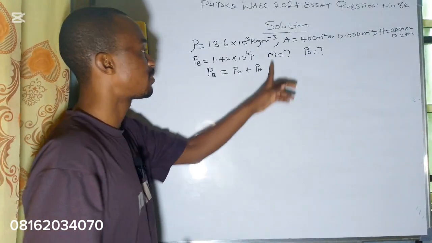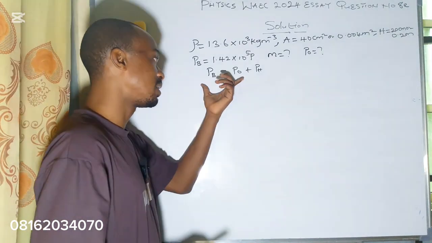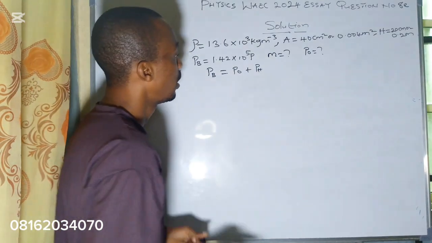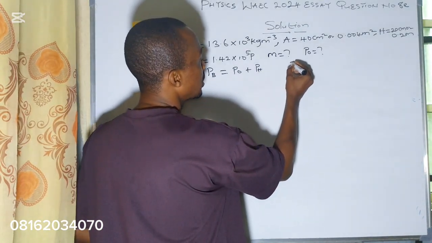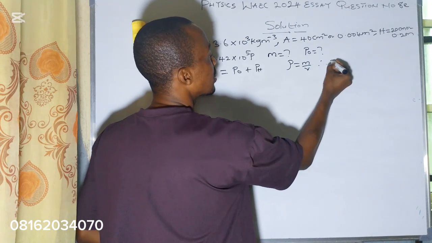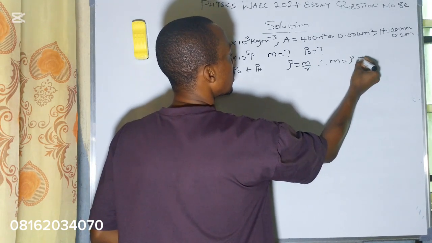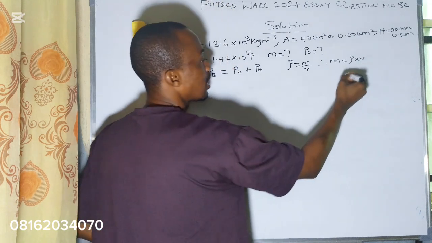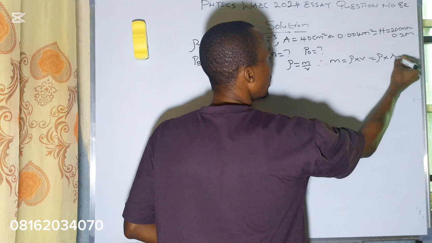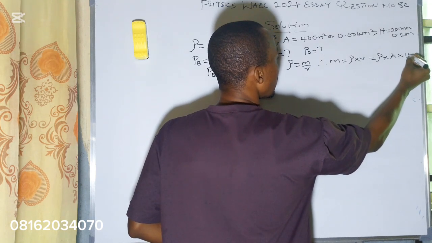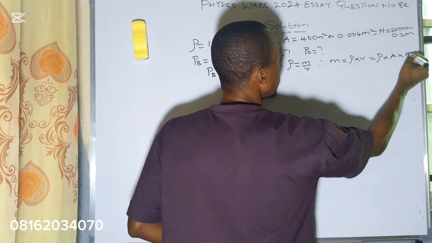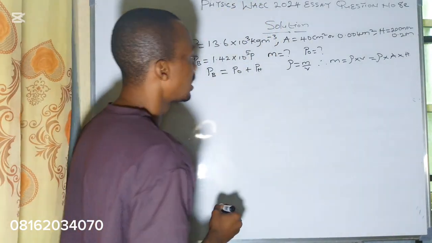The first thing is for us to calculate the mass. And for us to calculate the mass, you need to understand the density-mass relationship, and it's very simple. Density of your body is equal to mass over volume. That means that mass will be equal to density times volume. Volume is area multiplied by length, and the length here will be height, h.